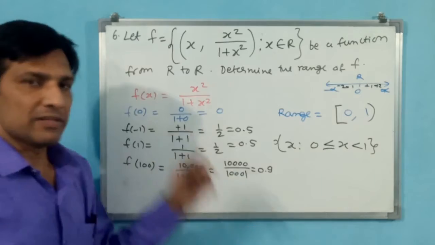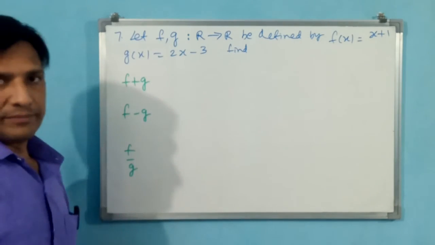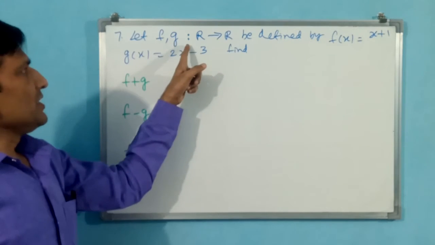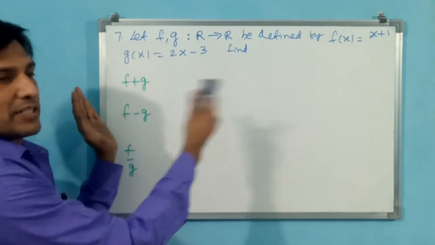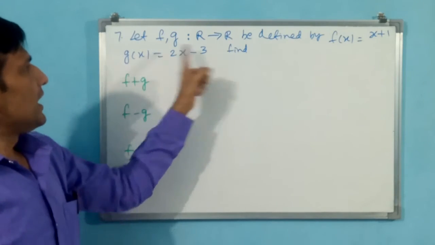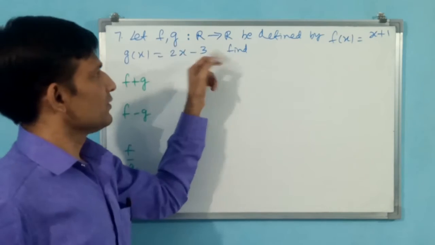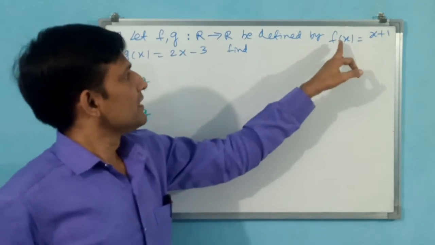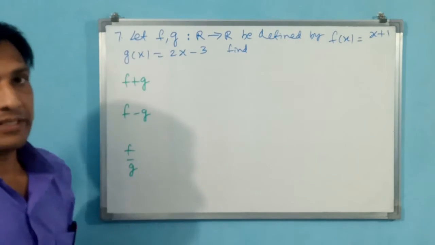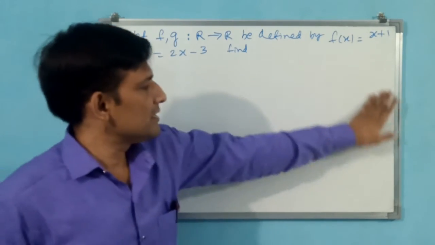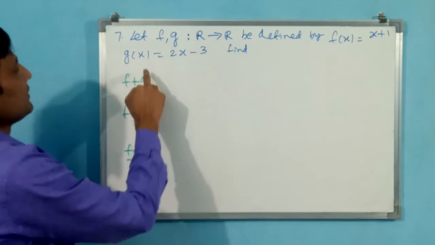Let us go for the 7th question. Okay. See the 7th question. Let f comma g be real number to real number. These are real numbers. That means a relation between real numbers. Okay. And here it has written f and g are functions like. But here relations only. Real number relation. F of x is equal to x plus 1. G of x is equal to 2x minus 3. That means whatever they are there, these are real functions. Like that he wants to mention here.